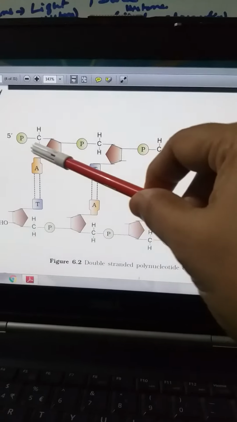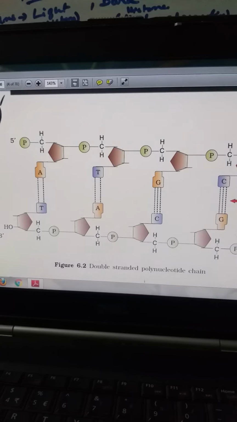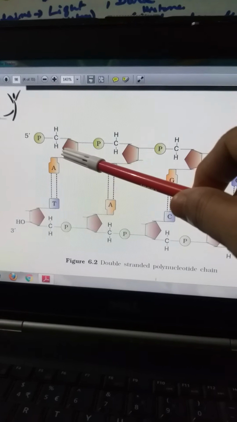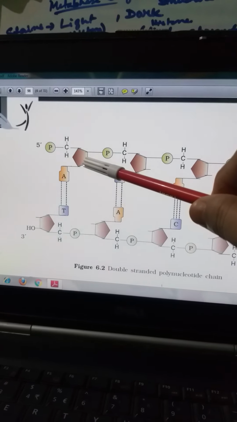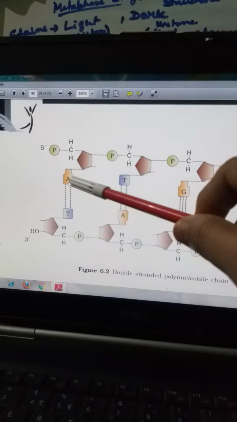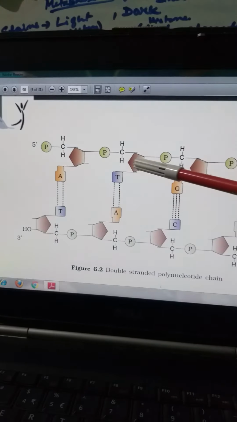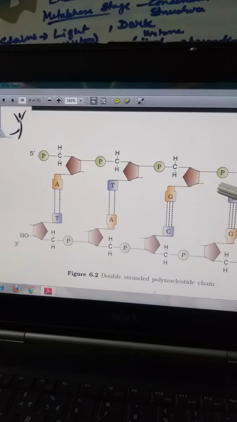Now if you can focus here, you see one goes from the 5 to the 3 end, and the other goes from the 3 end to the 5 end. Now here you see it forms the backbone of the DNA molecule, the DNA chain, rather, the polynucleotide chain. This is the ribose sugar, a phosphate, and this is the nitrogenous base: ATTAGC.